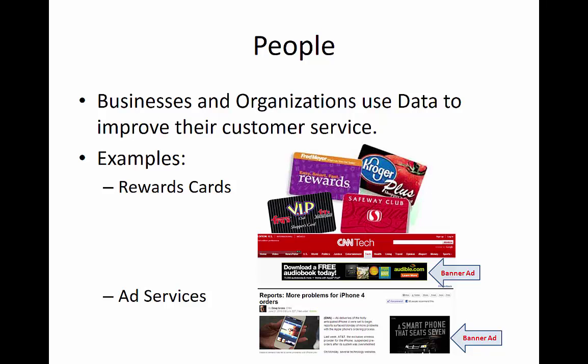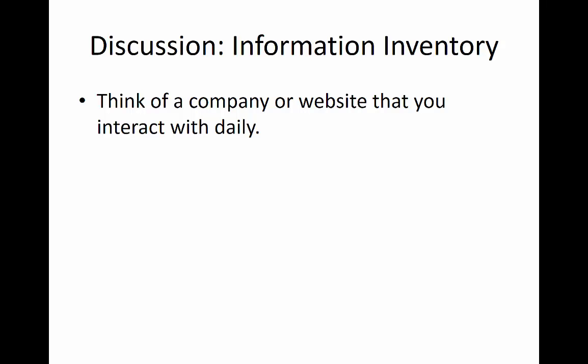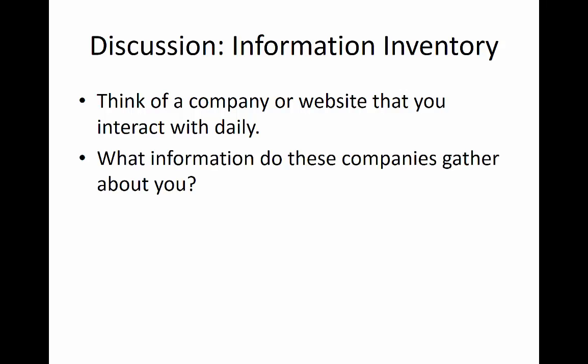And it not only comes down to that. So let's talk about an information inventory, right? So here in this part, I would ask the students, think of a company or website that you interact with daily, right? It might be Netflix, it might be Amazon, it might be someplace you read news, Instagram, Snapchat, whatever you want, right? Now, what information do these companies gather about you? What do you give them, right? And take some answers from the class.